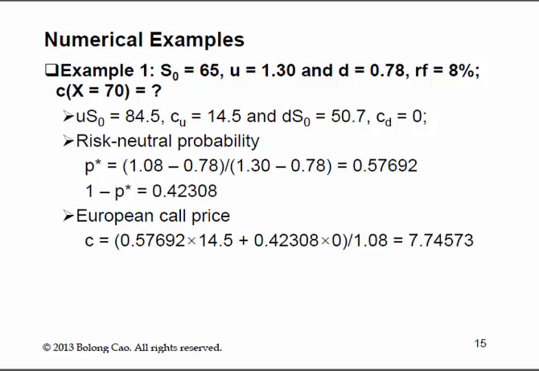So let's look at some numerical examples for the application of the binomial formula. Now consider one call option. The current spot price for the underlying stock is $65. The up proportion is 1.3 and the down proportion is 0.78. The risk-free rate is still 8%. The strike price for the call option is $70.